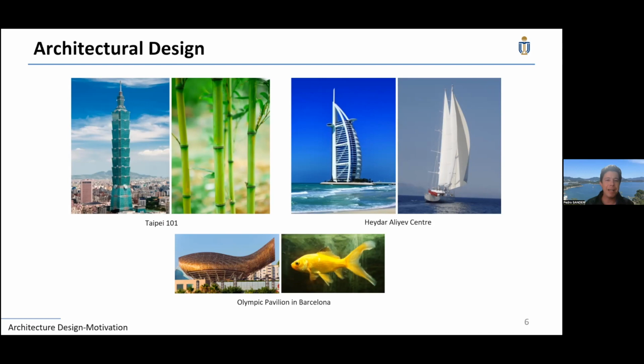On the top right is the Burj Hotel. It looks kind of like a sail of a ship. Well, not completely like a sail of a ship. And in the bottom there, you can see the Olympic Pavilion in Barcelona, which is sort of emulating the shape of a goldfish. Okay, so some of these are famous and probably familiar to you, but there are many other buildings that have these organic shapes, and architects try to replicate them in the design of the building.